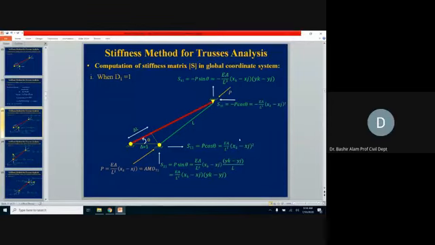So you can see now the similarity. EA over L cube will be in the stiffness coefficient matrix, and it will be the product of similar coordinates or the product of different coordinates. It will depend: if the action is in a different direction than the displacement given, then both coordinates will be involved.